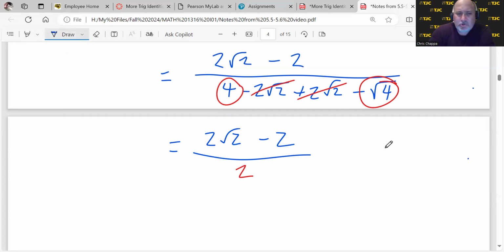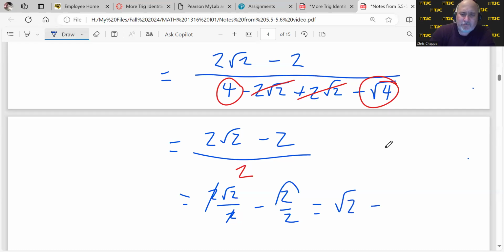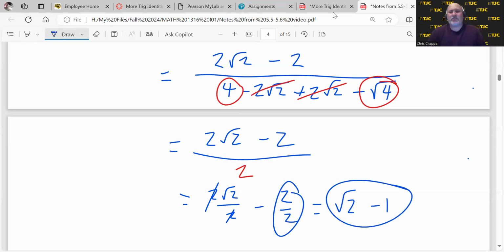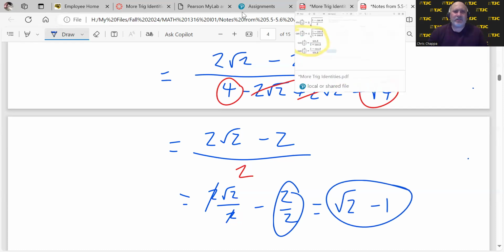There's a couple of ways to do it. One way is to split this into 2 fractions by putting them both over a 2 and then reducing or canceling. On the first fraction, the 2's would cancel, leaving a square root of 2. Well, the second fraction is 2 divided by 2, which is 1. So it looks like it's square root of 2 minus 1. I believe that was an answer choice.